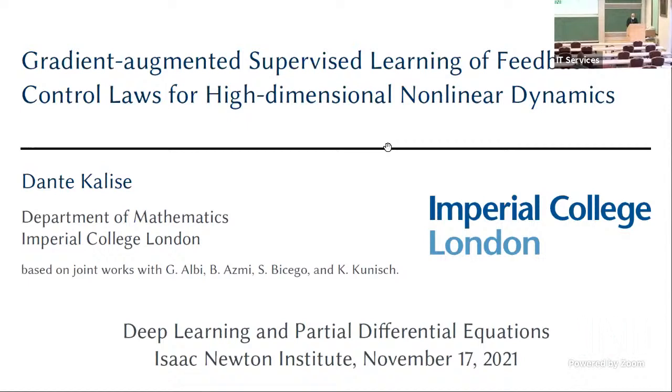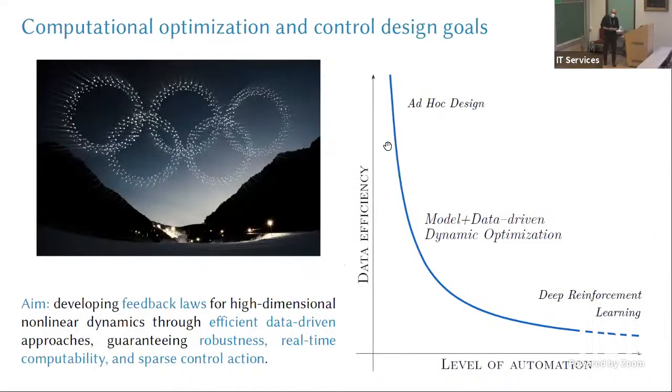So these are some results on supervised learning for feedback control laws for Hamilton-Jacobi equations, basically. And this is a joint work with Giacomo Alvi, Vesa Dasmi, Sara Vicevo, and Carl Kunisch, who's going to talk about something similar along different lines anyway on Friday. So yeah, this is the starting point for this.